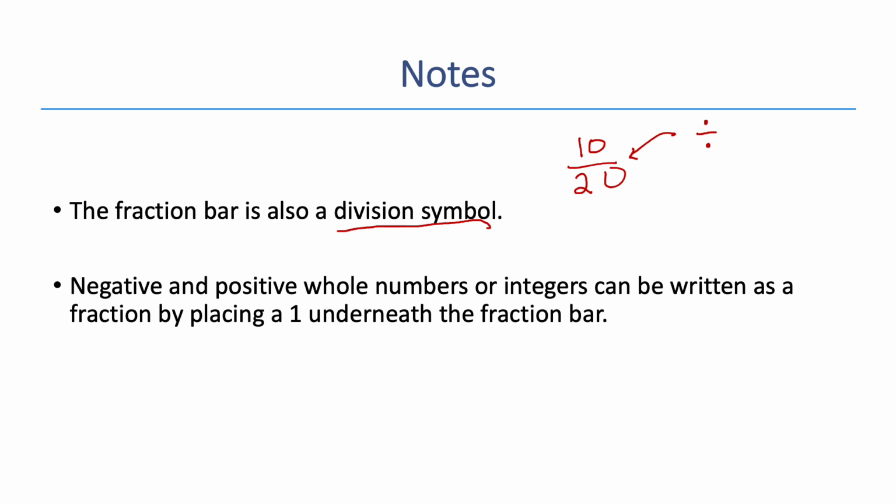Negative and positive whole numbers or integers can be written as a fraction by placing a 1 underneath the fraction bar. If we have the number -105 and we want to write this as a fraction, all we do is take the number and place it over the number 1. So you draw a fraction bar and then place a 1 underneath that bar. The same goes for the number 15. We can rewrite 15 as a fraction by writing 15 over 1.